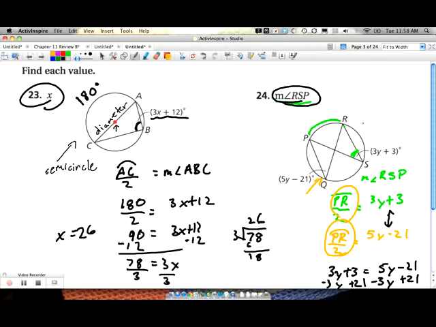Why not? Because it said measure of angle RSP. We have to figure out what this actual measure is. We know that y equals 12. So 3 times 12 plus 3 should give us this angle. 3y plus 3. So that's going to be 36 plus 3. That's 39 degrees. There we go.